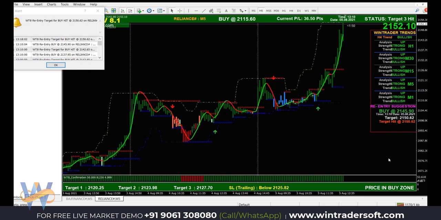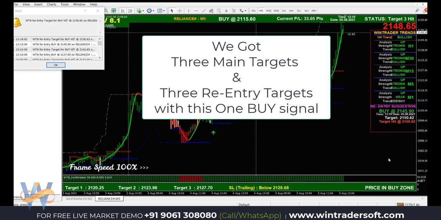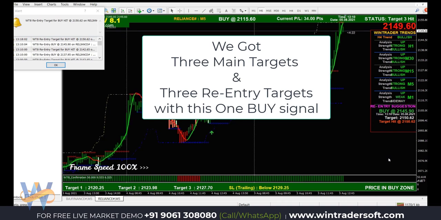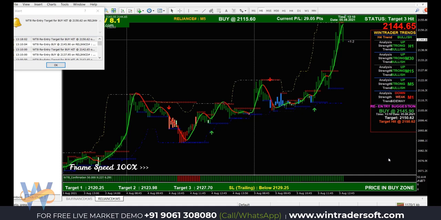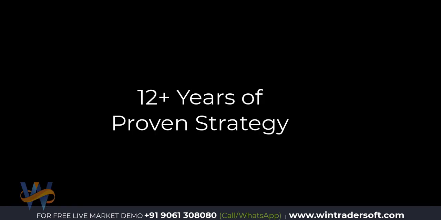Overall, the three targets are already hit, and three re-entry suggestions were also generated. This kind of performance is what the software provides you, so there is no risk. It is the simplest, safest way to trade successfully, showing how the signal works and how we can become a successful trader. We will train you properly with a live demo session, on the live market, so you can check how it's performing.